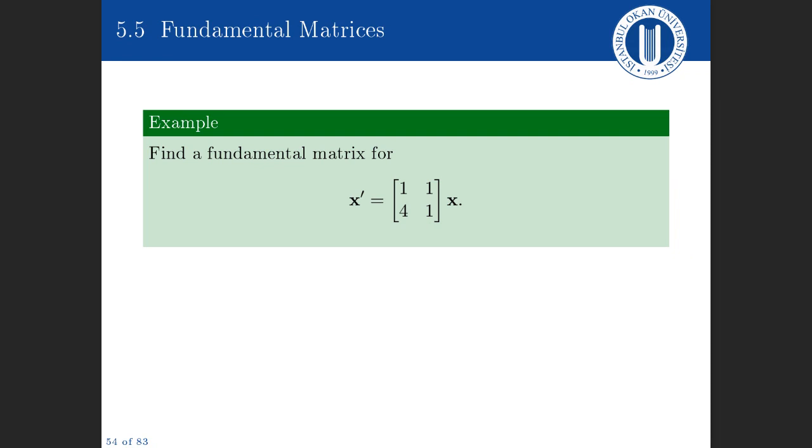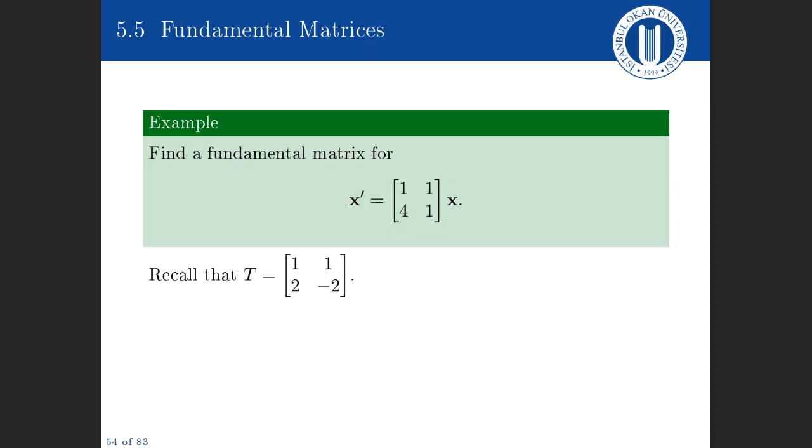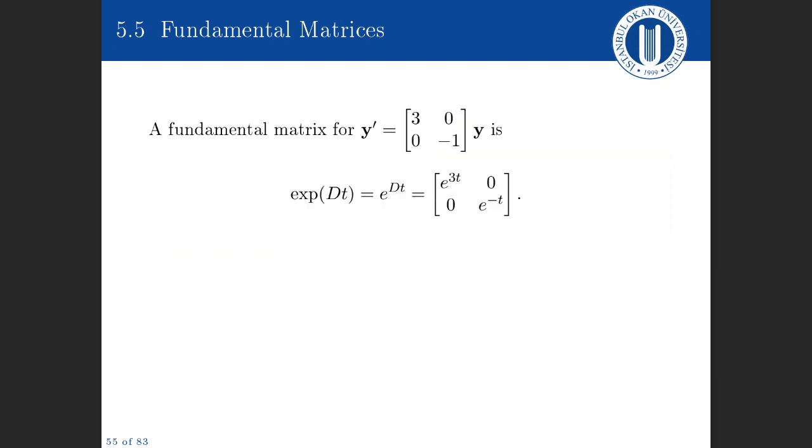Find a fundamental matrix for x prime is equal to the matrix 1, 1, 4, 1 times x. We're going to diagonalize this using capital T and end up with the easier system, the easier equation, y prime is equal to the matrix 3, 0, 0, minus 1 times y. It's easy to find the fundamental matrix for this equation. It's just e to the power 3t, 0, 0, e to the power minus t. It's just the exponential of Dt, or e to the power Dt.